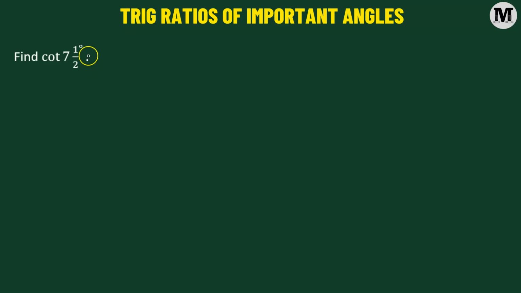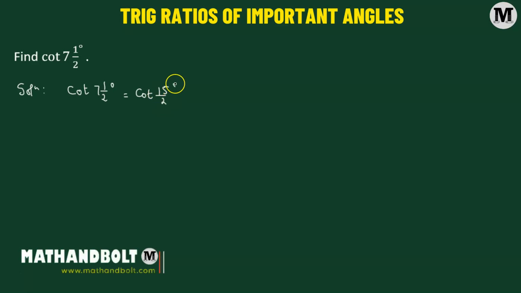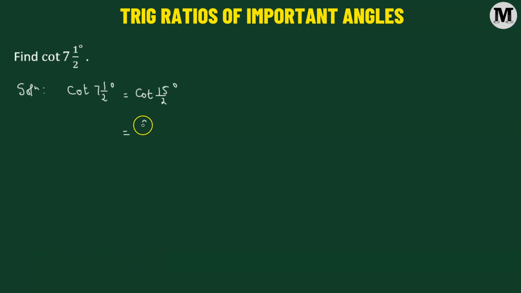We need to find out the value of cotangent of 7.5 degrees. Let us begin. Now, cotangent of 7.5 degrees can also be expressed as cotangent of 15 over 2 degrees. Now what we'll do is rewrite the cotangent function in terms of the ratio of cosine and sine. So we have cosine of 15 over 2 degrees divided by sine 15 over 2 degrees.